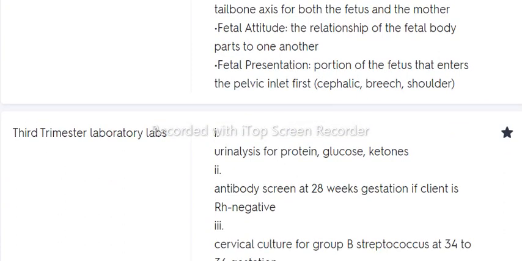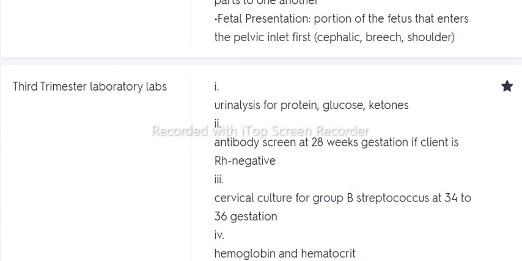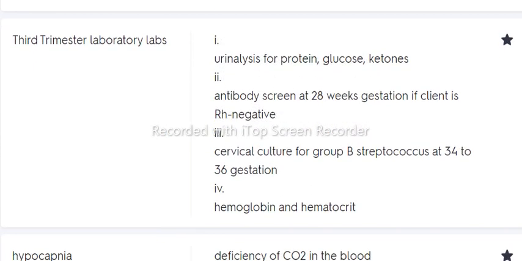Third trimester laboratory tests. Urinalysis for protein, glucose, ketones. Antibody screen at 28 weeks gestation if client is Rh negative. Cervical culture for group B streptococcus at 34 to 36 weeks gestation. Hemoglobin and hematocrit.